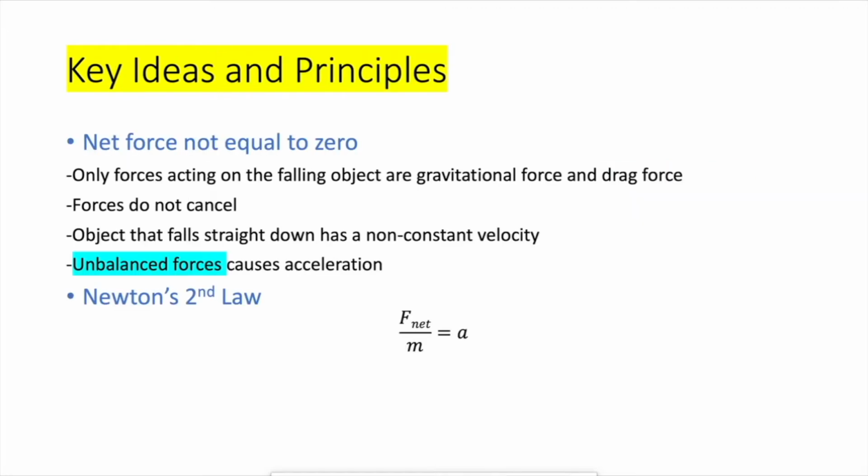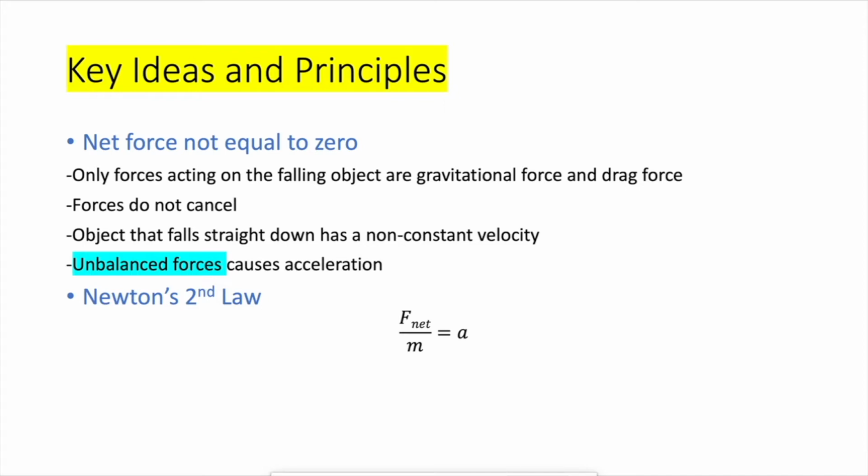The main key idea in this lab is that an object that falls to the ground has a non-constant velocity. The forces acting on the falling object are the gravitational force and the drag force, which is the force opposite to any object in motion. These forces are acting in opposite directions but do not cancel out, meaning that the net force is not equal to zero, which leads to acceleration.